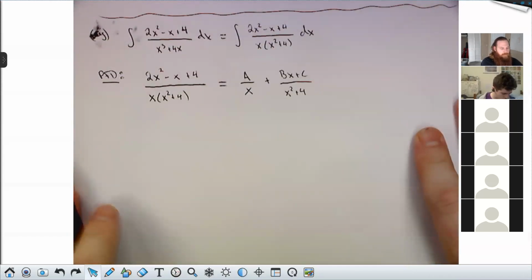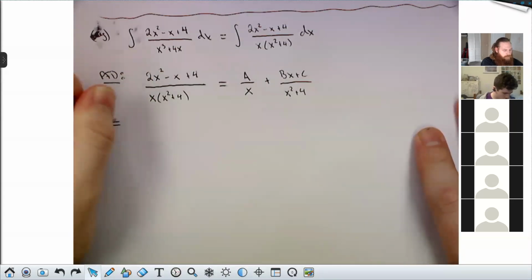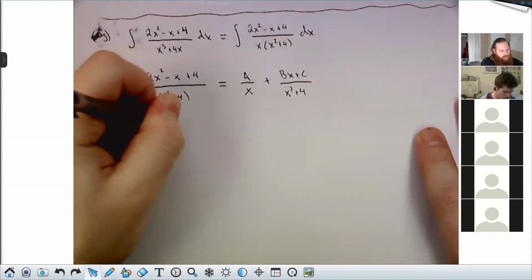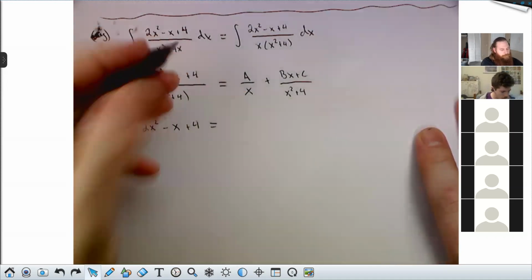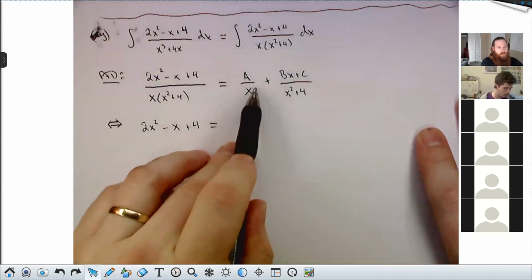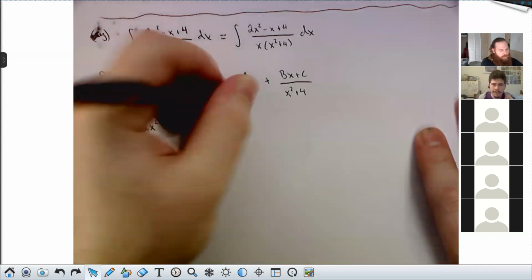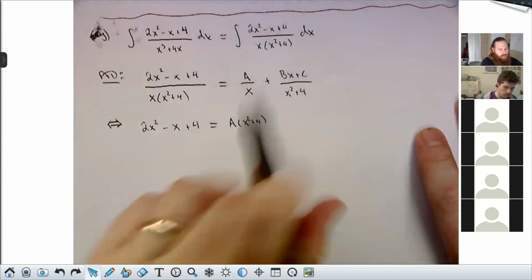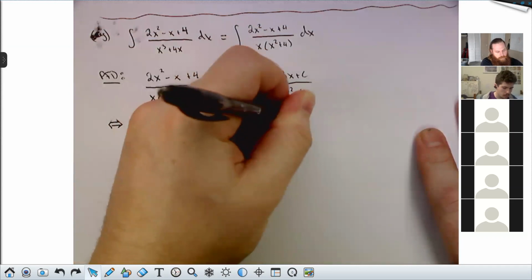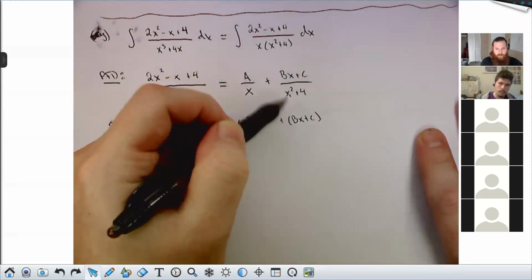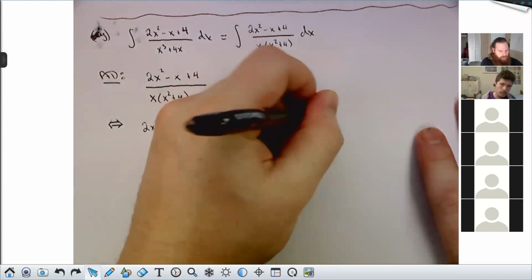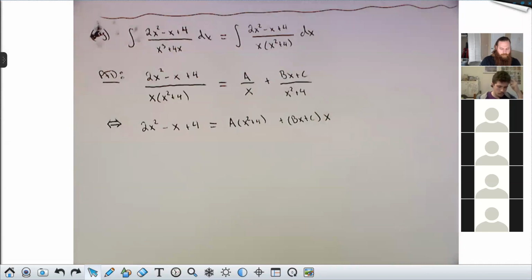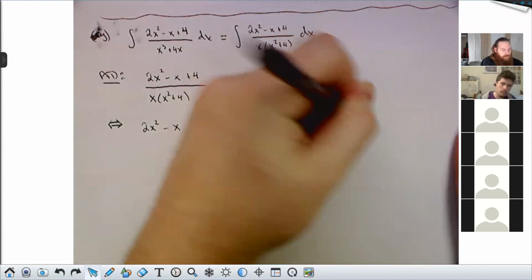All right, so here's my PFD setup. Now I cross multiply to kill the denominators. And I get 2x squared minus x plus 4 equals. Here, when I multiply by x times x squared plus 4, the x's will cancel, and I will get a times x squared plus 4. And here, when I multiply by x times x squared plus 4, the x squared plus 4s will cancel, and I'll get bx plus c. Don't forget to write it in parentheses. Fractions are grouping symbols. Times x, because the x squared plus 4s will cancel. This is the equation that you've noticed me calling star.